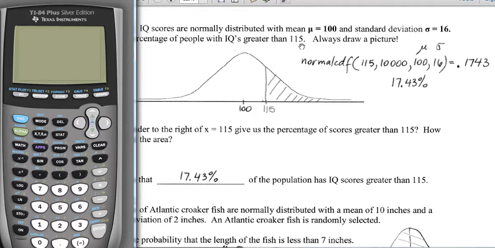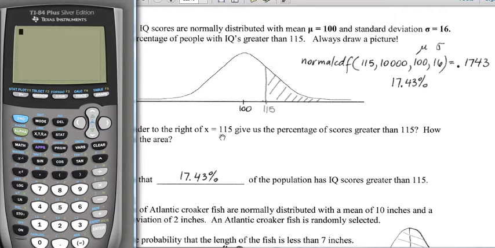The only difference, though, is instead of working with a z distribution, which was the standard normal, where the mean was 0 and the standard deviation was 1, now we're working with IQ scores that have a mean of 100 and a standard deviation of 16. So we would no longer call the individual values z values. We would refer to them as being x scores.